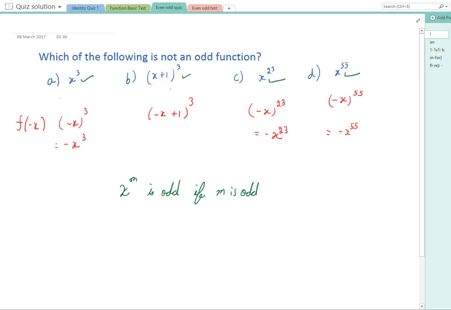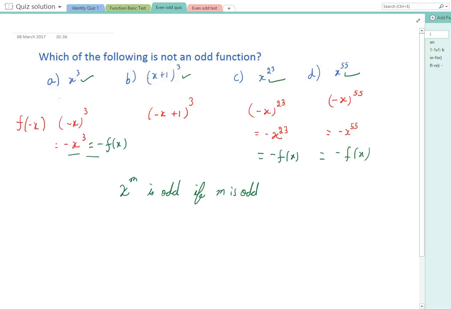But the way to check is by substituting minus x in place of x and see if you reach minus f(x). So if we put minus x in place of x in x cube, it would be minus x cube, and this is equal to minus of f(x), and hence it's an odd function. Similarly, if you replace x by minus x in these two, you will still again get minus of f(x), and hence these are all odd functions.